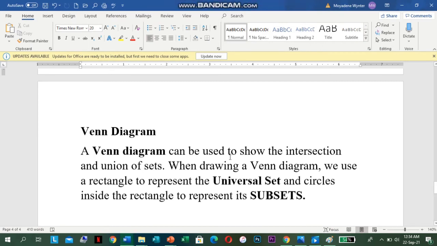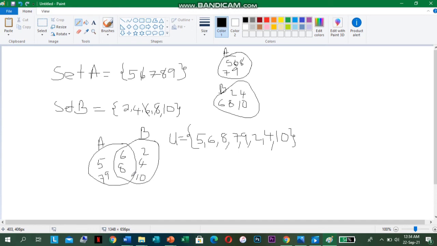So we represent the universal set now. So it says when drawing a Venn diagram, we use a rectangle. Oh, we didn't do one thing. We didn't find the union of sets. So we're going to find the union of sets first. The union of sets A and B would be A union B. A union B would be all the numbers that are in A and B without repeating them. That is the union of sets there.